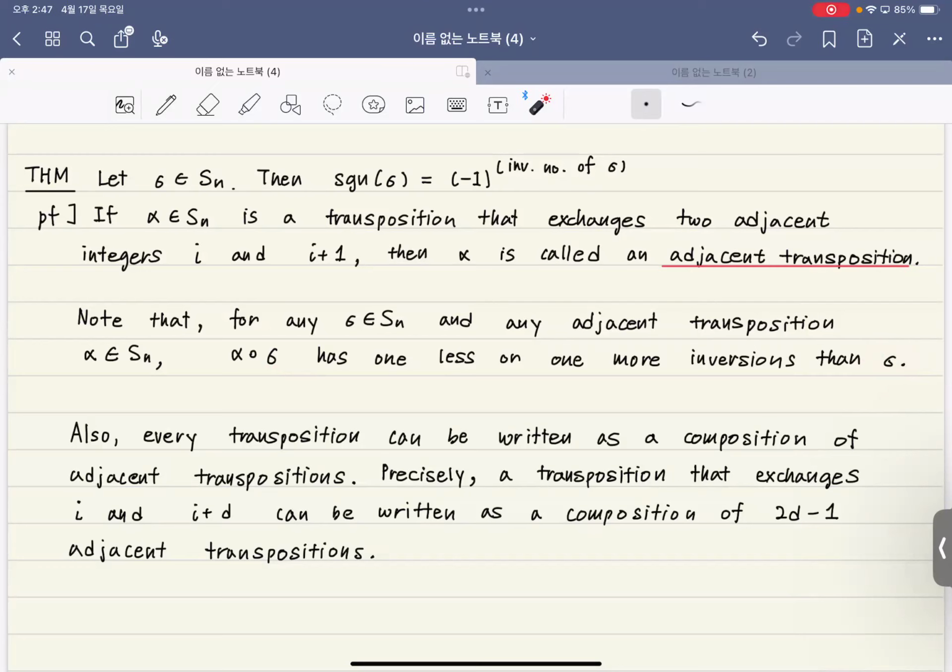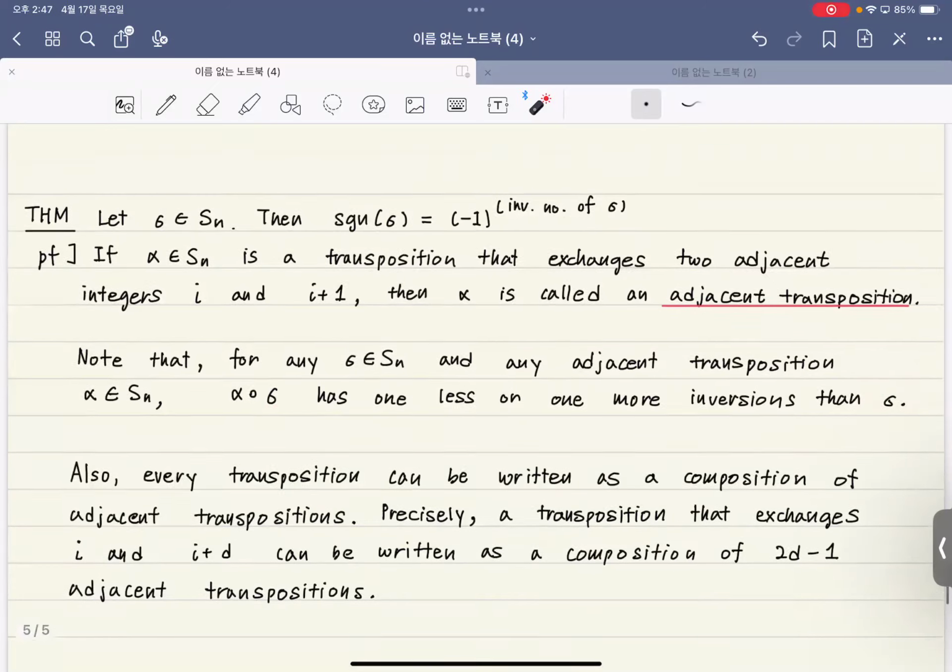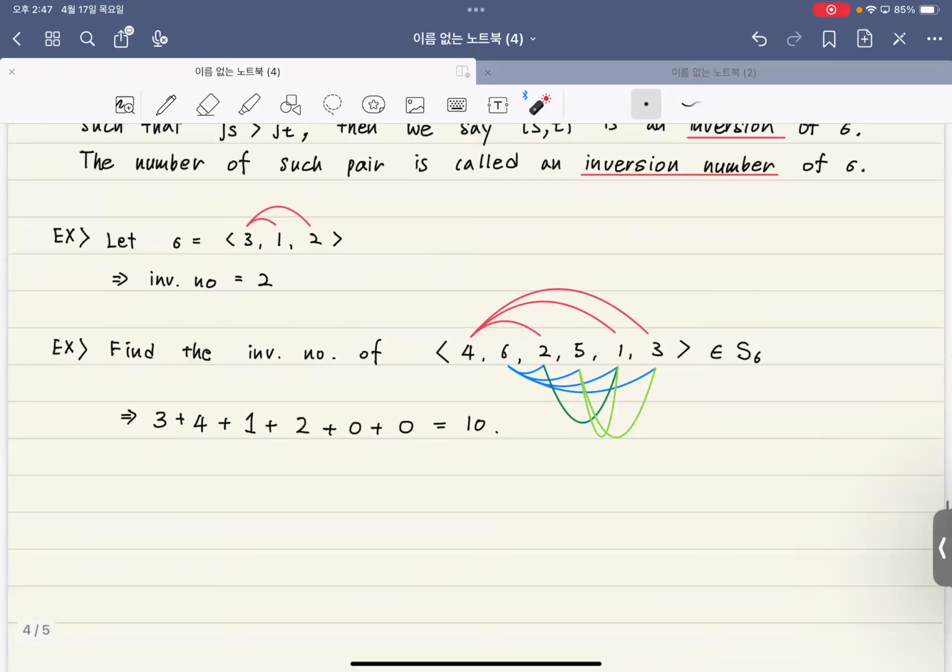Right? Agreed? Why? Because, suppose that this guy has been composed by adjacent transposition of 1 and 2. Then that only exchanges this number and that number. So exchanging these two adjacent integers almost has no effect on the inversion number, except for this green curve right here. So if I exchange number 1 and number 2, then this inversion just appears, right?